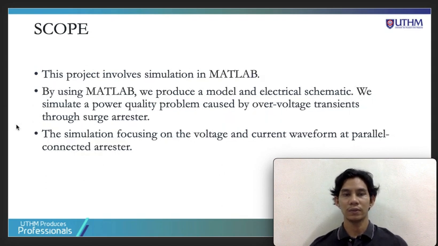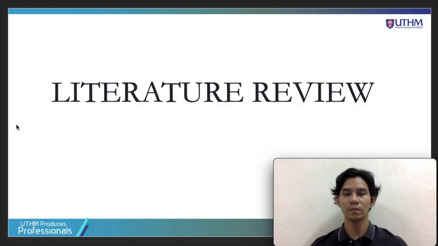For the scope, this project involves simulation in MATLAB software. From MATLAB, we can produce a model and electrical schematic. Then we can simulate a power quality problem caused by over voltage transient through a surge arrestor. Then the simulation focuses on the voltage and current waveform at the parallel connected arrestor.